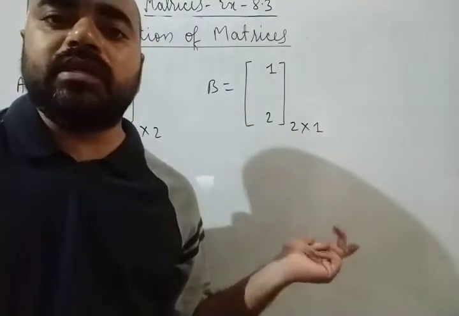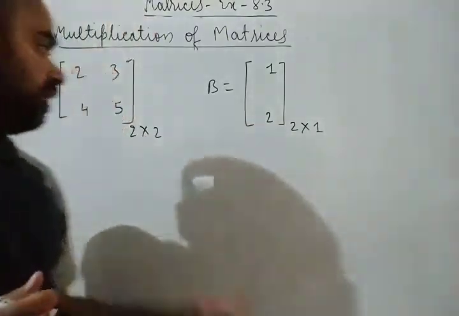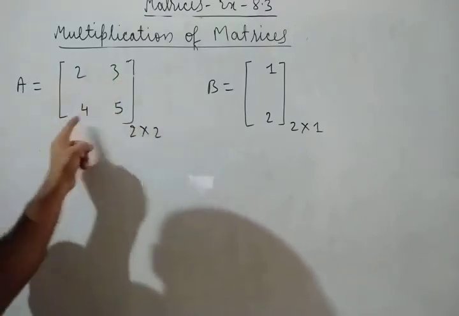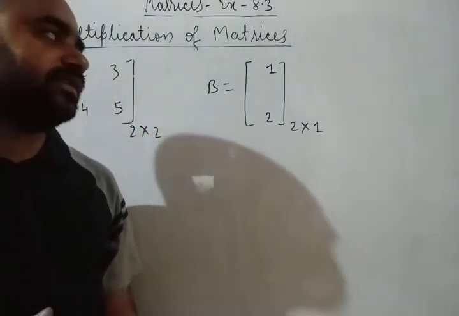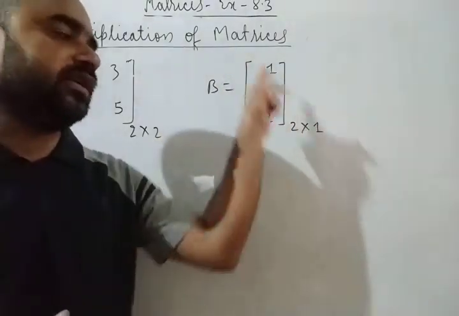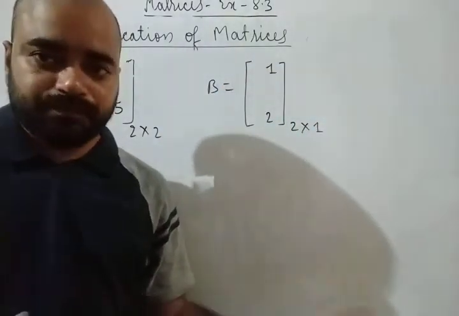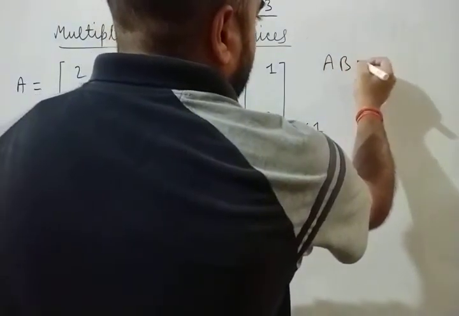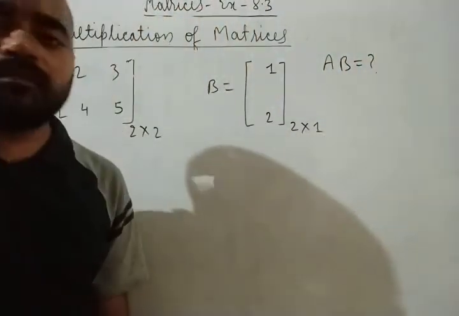Here I have taken two matrices. The first one is matrix A, of order 2 by 2: 2, 3, 4, 5. Second, I have taken matrix B, of order 2 by 1, 2 rows and 1 column. First we have to check whether AB is possible or not.